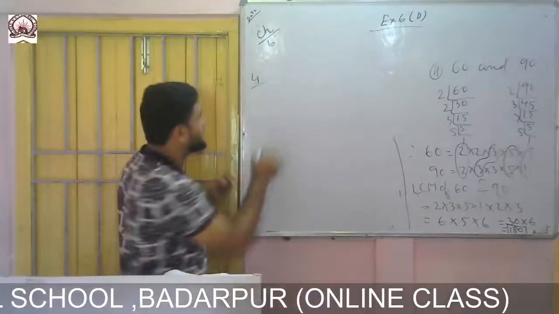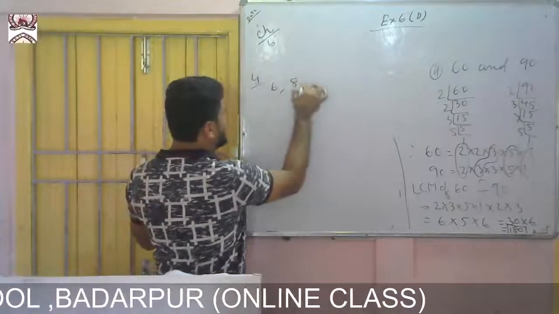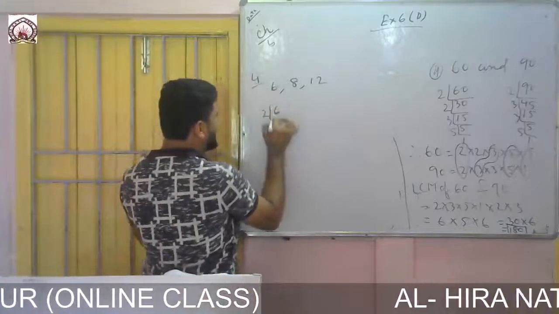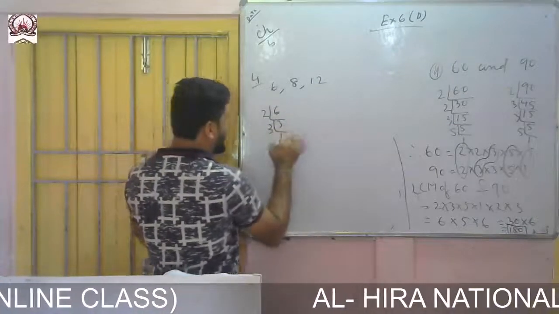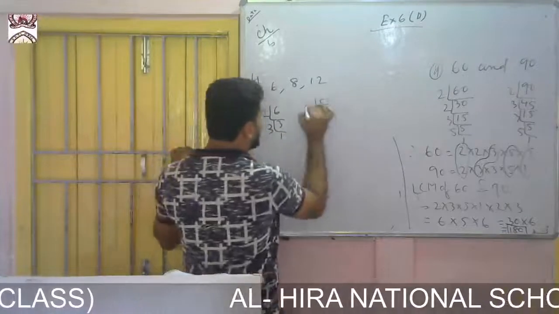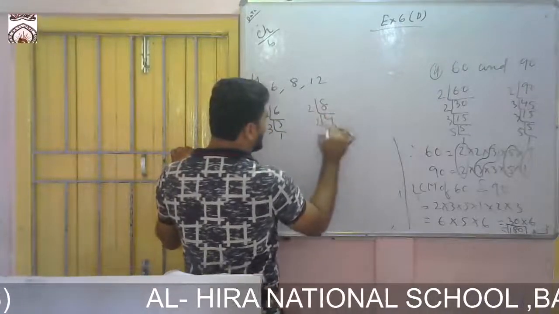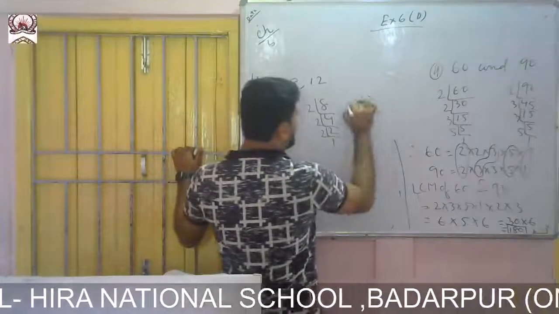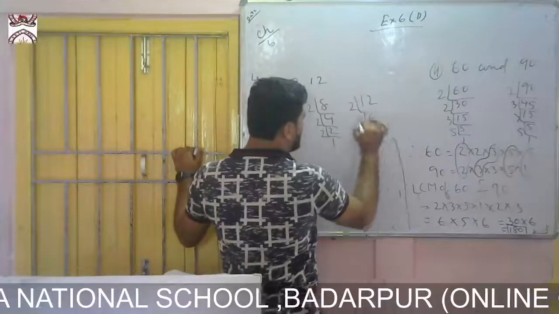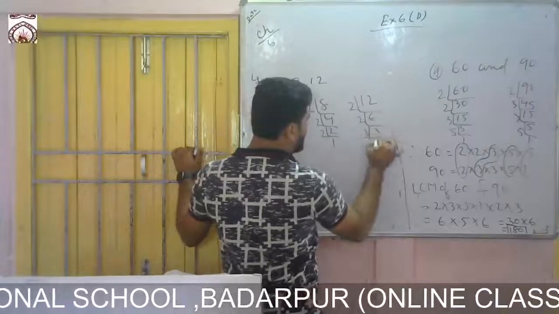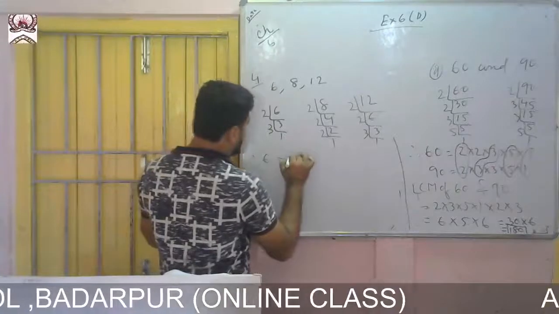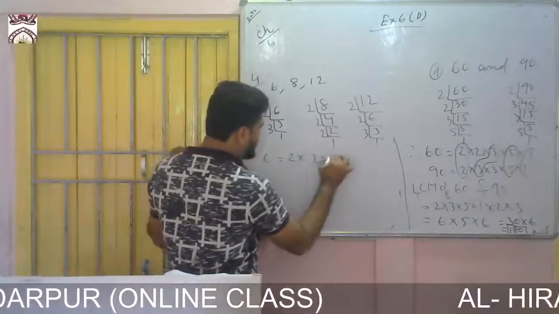6, 8, 12. So if we factorize 6 first: 2 threes are 6, 3 ones are 3. 8: 2 fours are 8, 2 twos are 4, 2 ones are 2. 12: 2 sixes are 12, 2 threes are 6, 3 ones are 3. So therefore 6 equals to what? 2 into 3 into 1.